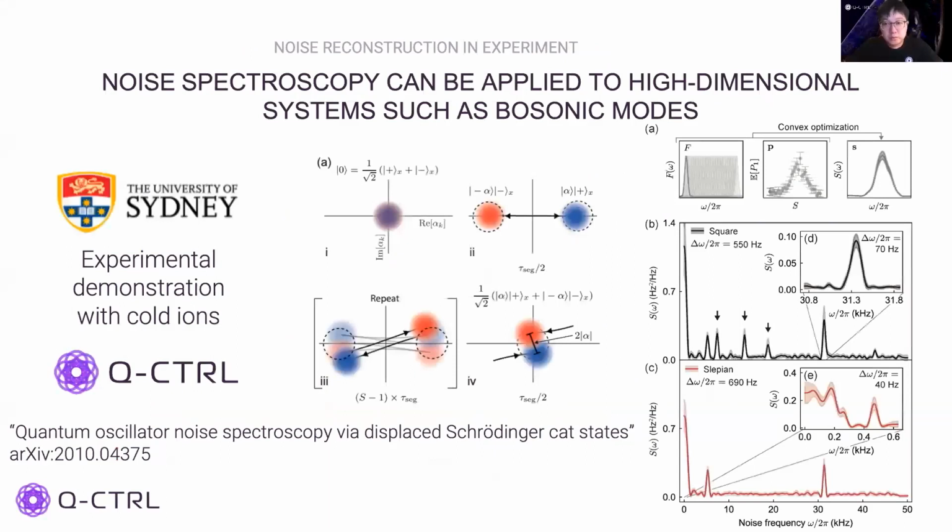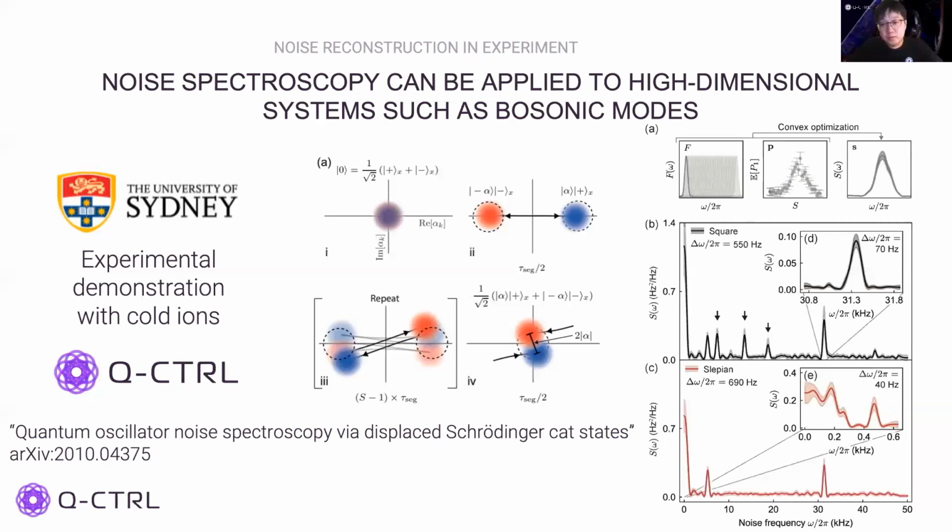The noise reconstruction method has also been applied experimentally in the quantum control laboratory at the University of Sydney in collaboration with Q-control. Details of this demonstration can be found in the paper available on arXiv. A key innovation in this demonstration was using the spin motional entanglement to probe noise on the bosonic oscillator modes of the ion. In the figure on the right, we can see two reconstructions of the spectrum.